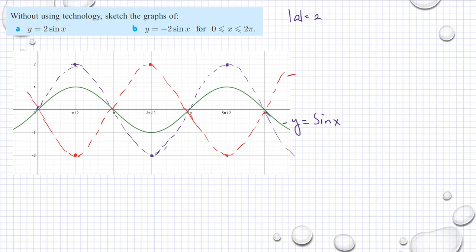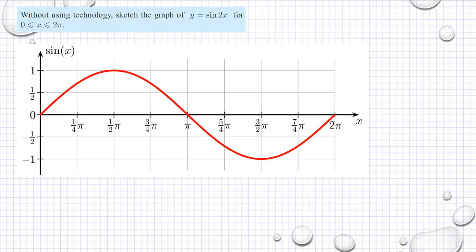So the red one now is y is equal to -2 sine x. And the blue one, we have y is equal to 2 sine x. Okay, let's take some more examples.